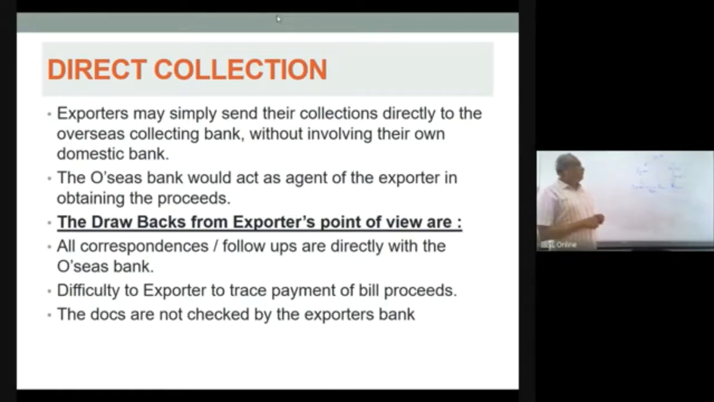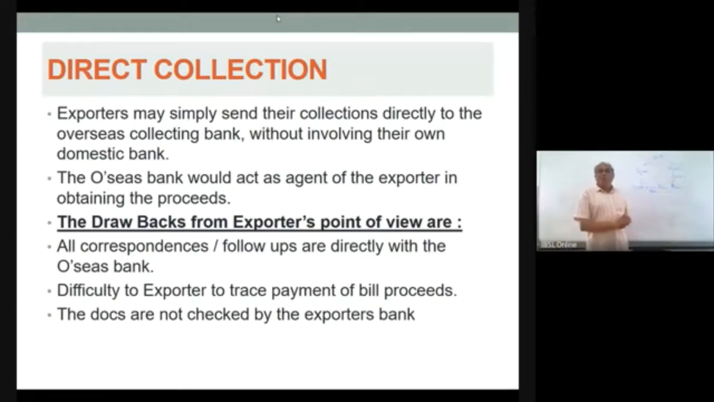Now, normally in international trade operations, we don't entertain direct collection transactions unless you are very well known to us. Unless you are a very good customer. Otherwise, we won't do it. Direct collection, because there are big risks.